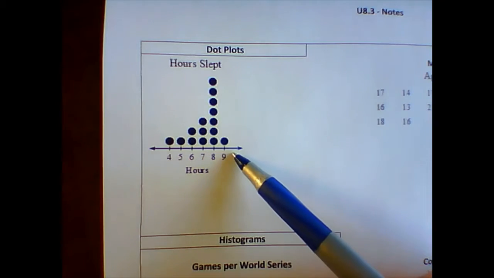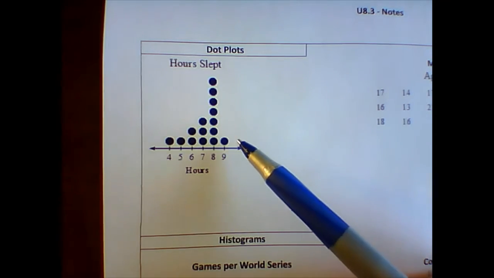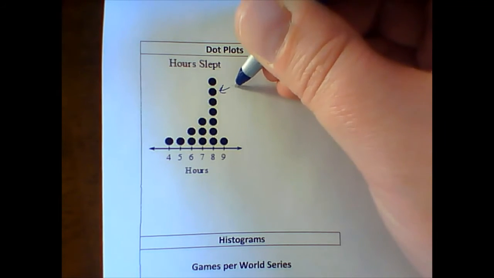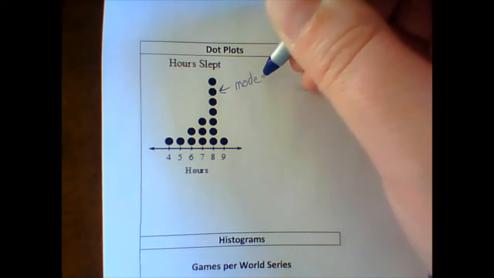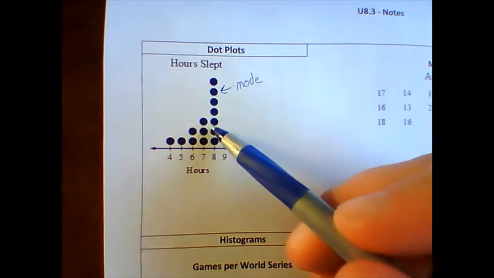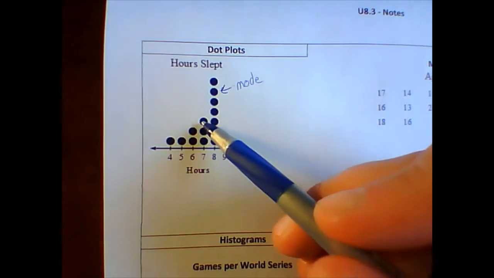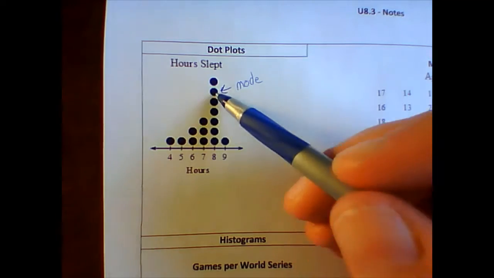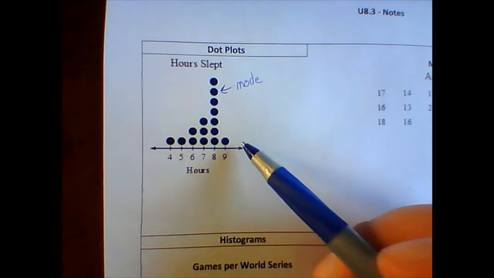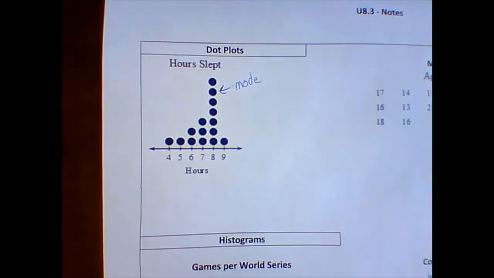It's also really easy to see the range in this. It goes from 4 to 9, so it's got a range of 5. And this big tower of dots, it's also super easy to see the mode. Remember, the mode is the data point that repeats the most. Yeah, there's some repetition on 7, but wow, look at 8. All kinds of people are getting 8 hours of sleep. Nobody else can match the 8.